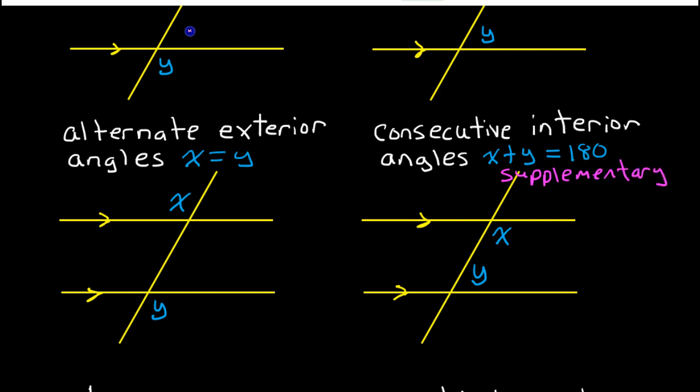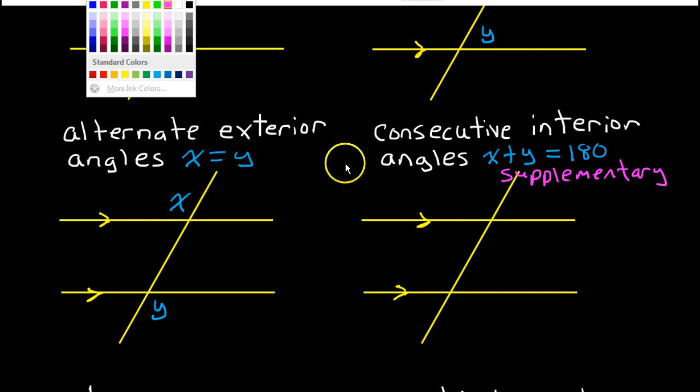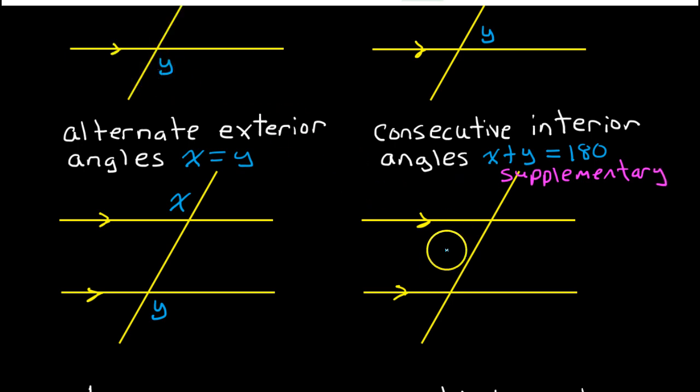Okay, so if you have to guess, all the acute angles that you see are probably equal. All of the obtuse angles you see are probably equal. But if you have an acute angle and an obtuse angle paired up together, they are probably supplementary.